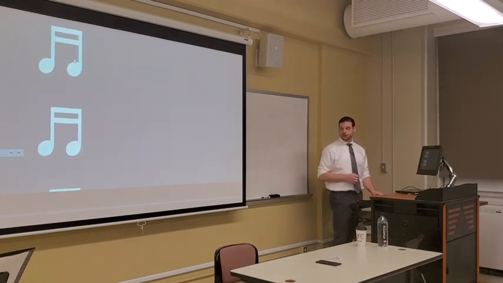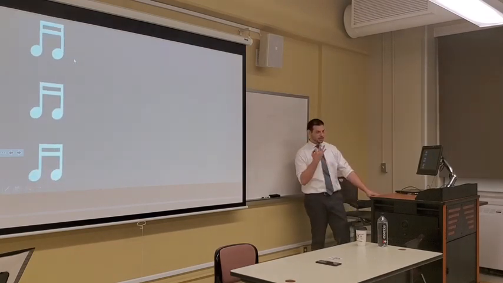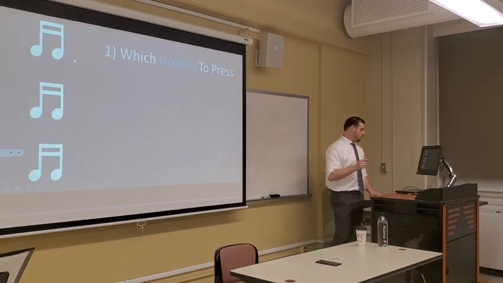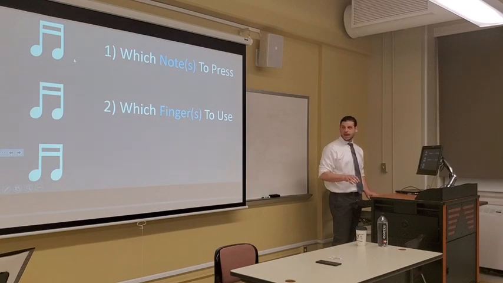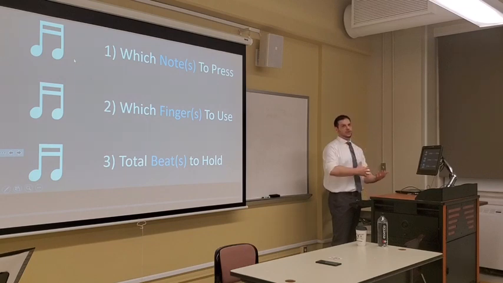So here's a music note. When we have music notes, they tell us three things. They tell us what note we're going to push down on the piano or what tone we're going to sing, which fingers we're going to use to play them, and how long to hold the notes for. Every note you're seeing is telling you those three basic things, and then you have to process that one after the other after the other.